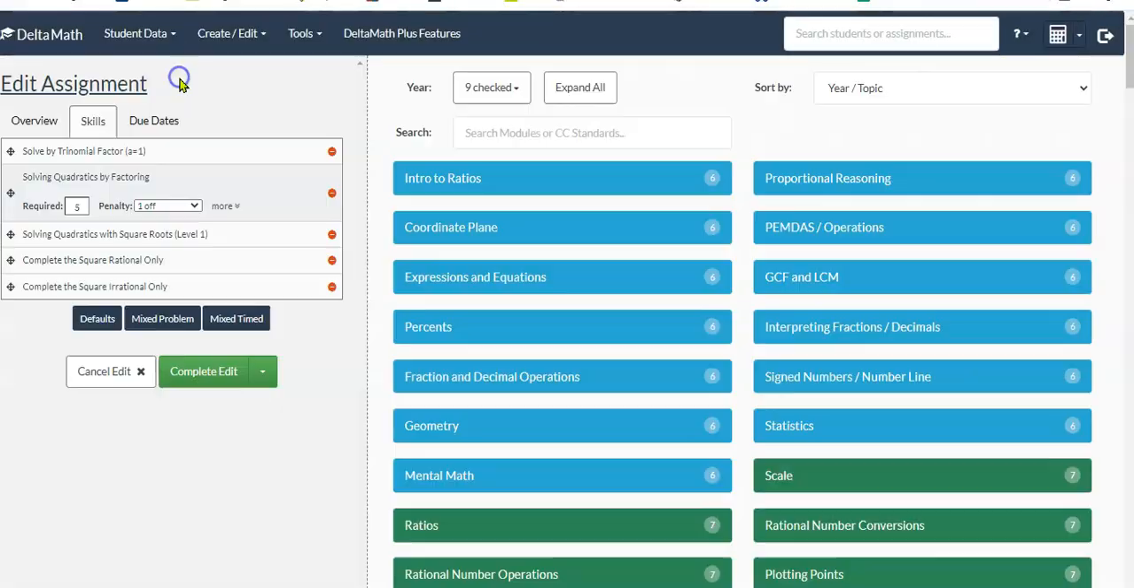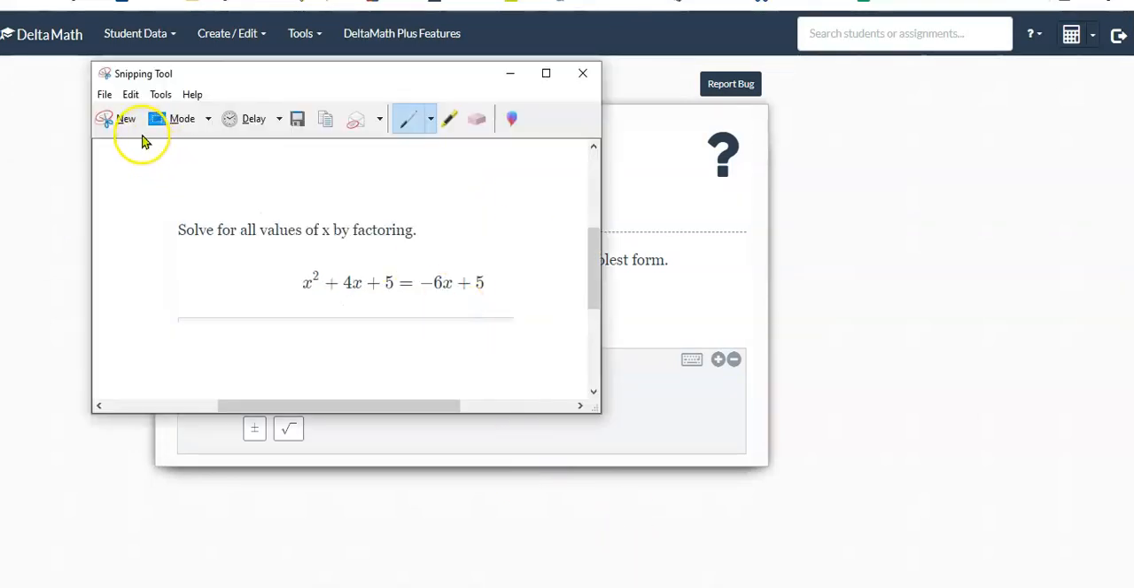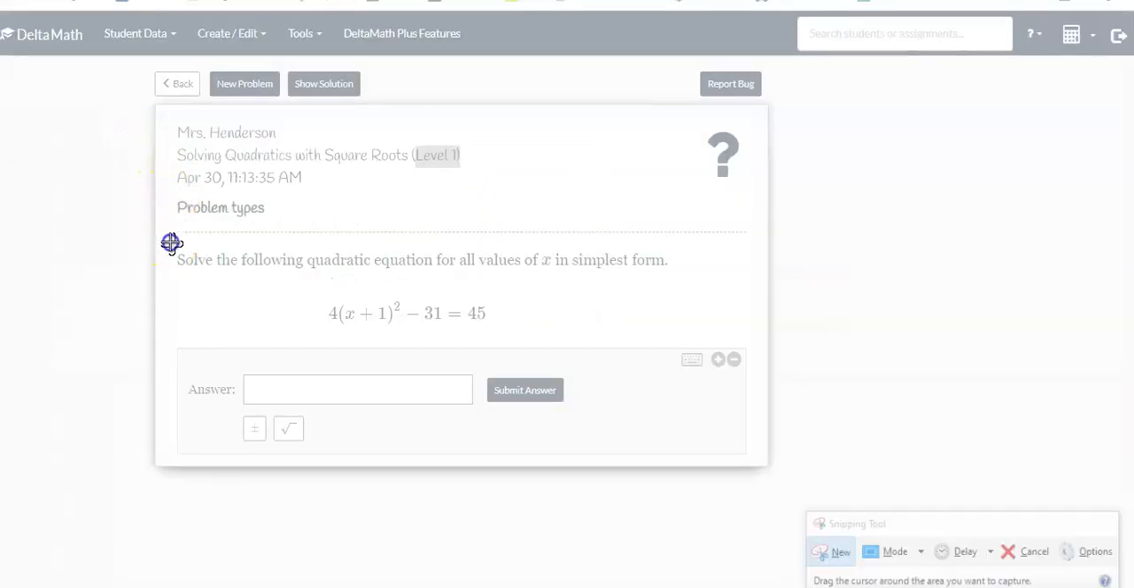All right, let's try the third skill. Solving quadratics with roots, Level 1. All right, let me take a screenshot of this. This one's going to need some explaining, so here we go.